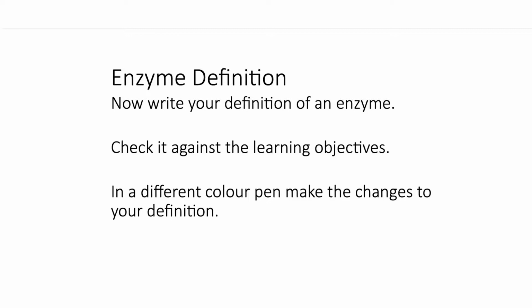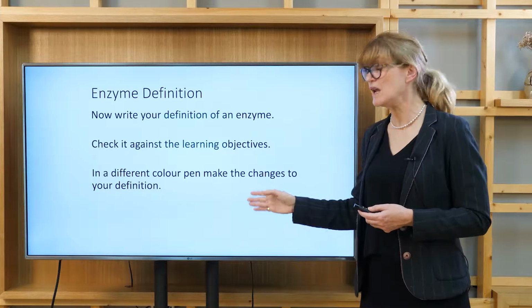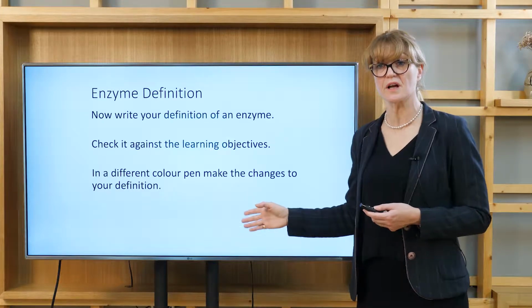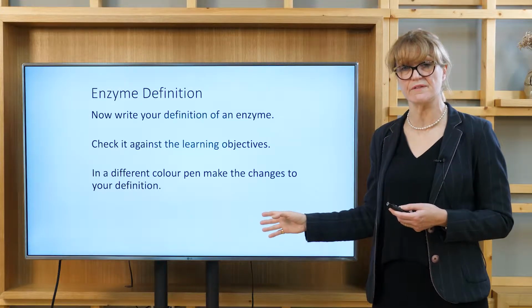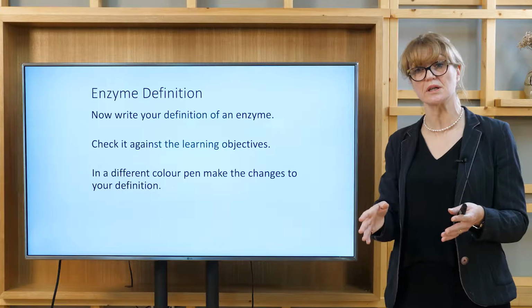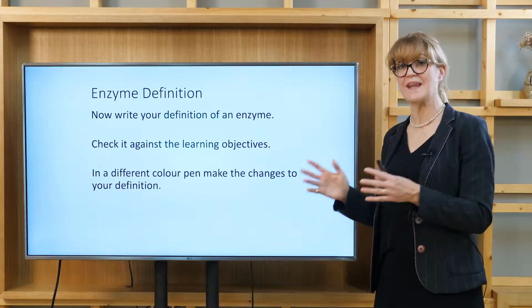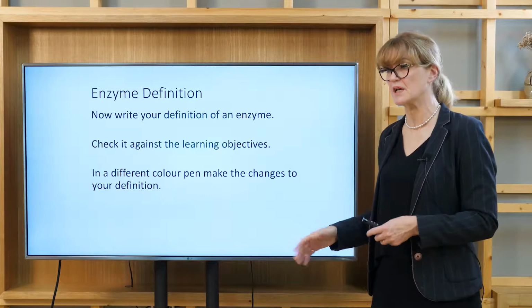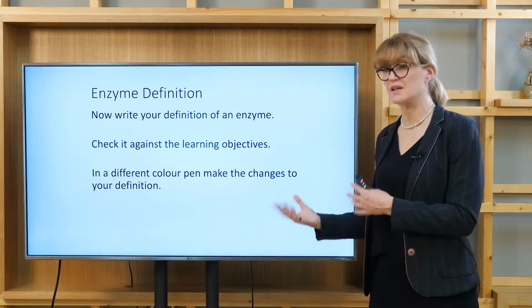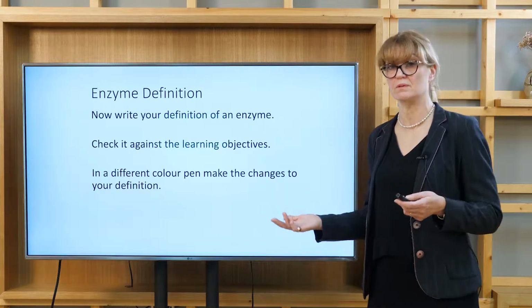Then underneath, like I said, write your definition down, check it against the learning objectives. But I love our students using different colour pens to make changes to their definitions so that they've got their initial thinking and then they've got their progressive thinking. So it's scaffolded, and they can see it's scaffolded. Okay, so they could start in blue pen, and then they can do this in pink or green or whatever.